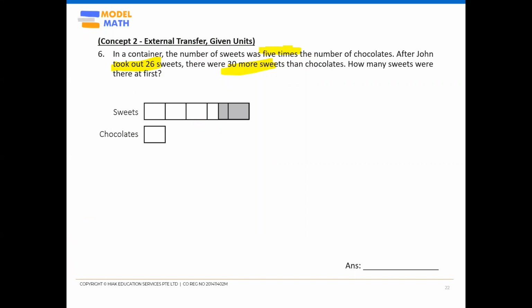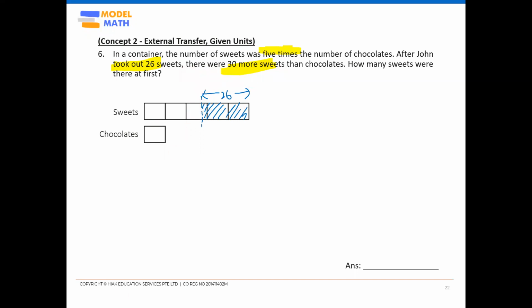Now, some of you, let's say you do this. I'll just show you an example. Let's say you cut off 26 like that. From here to here, you shade, and then you tell me this is 26. Now, this is fine also, because what you want in the end is you still want more sweets left over as compared to chocolates, which is what the question wants later. So this is fine also.